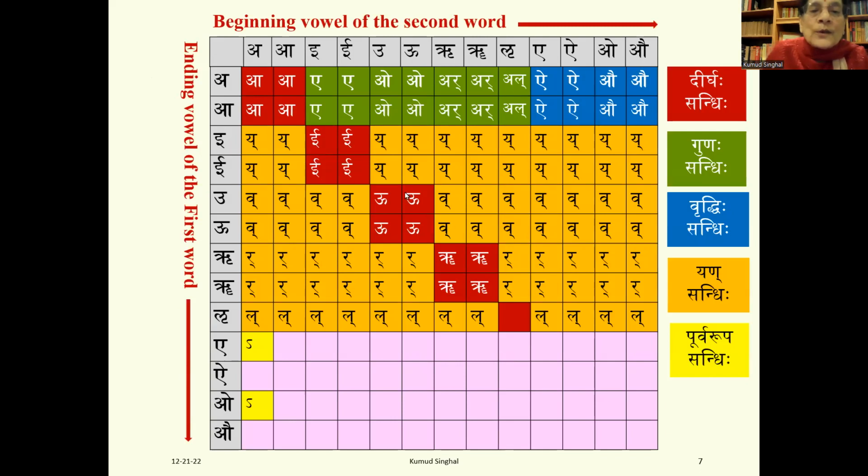So now only one more Sandhi is left, which is highlighted in purple. There are 4 cases that arise with this Sandhi: when A is followed by any vowel except A, when I is followed by any vowel, when O is followed by any vowel except A, and when Au is followed by any vowel. So this is one Sandhi with 4 cases, which we'll see in the next slide.